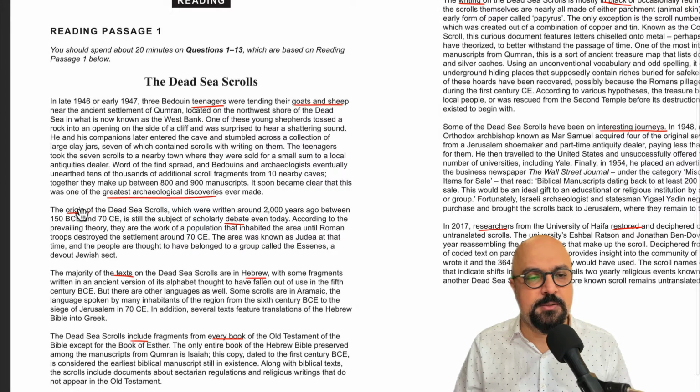Okay, this paragraph seems to be about the origin, and what seems to be debatable is the subject of debate. Next, the majority of the text's Hebrew. So this paragraph seems to be about the language used in the text. So when it says text, it seems like this is a book or some kind of writing. We'll find out more. The Dead Sea Scrolls include fragments from every book of the Old Testament. Okay, so now it's clear that it's a book. So include every book. We underline these words as reminders about the content of each paragraph.